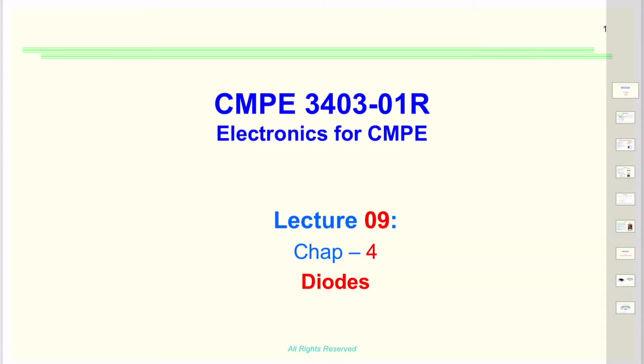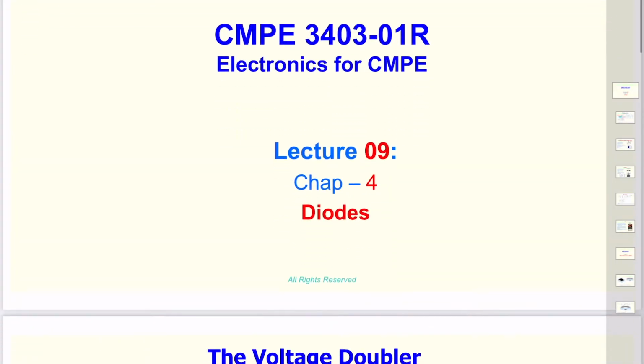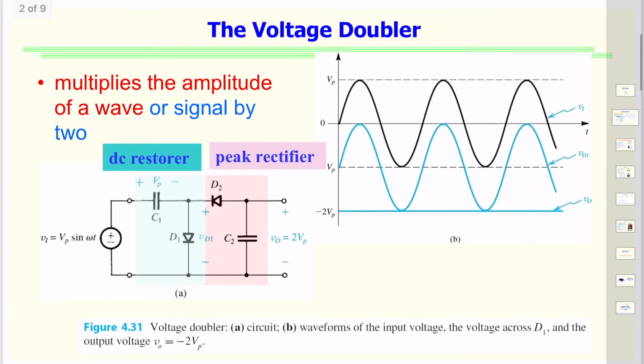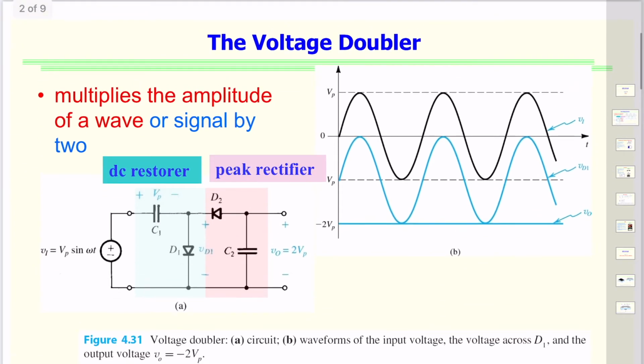We are looking at special applications of diodes. This is an example of a circuit which is called a voltage doubler. If you look at it, it's composed of two sections in cascade. One is a clamped capacitor, which is formed by C1 and D1, what we also call a DC restorer, this part. And then it is connected to a peak rectifier, which is formed by D2 and C2, this part.